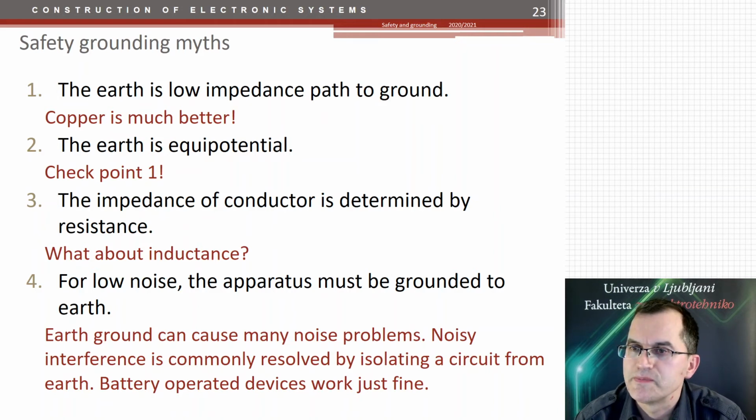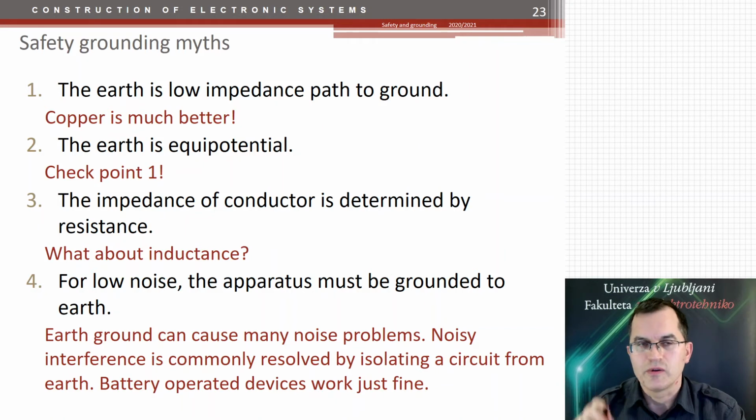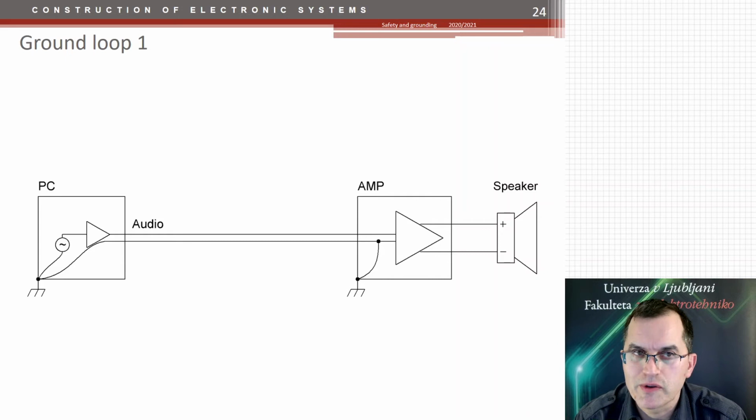less susceptible to noise? Let me show you a few examples, and these are all connected to so-called ground loops. What are ground loops anyway? A ground loop is formed where two devices are connected to the ground at two different points.